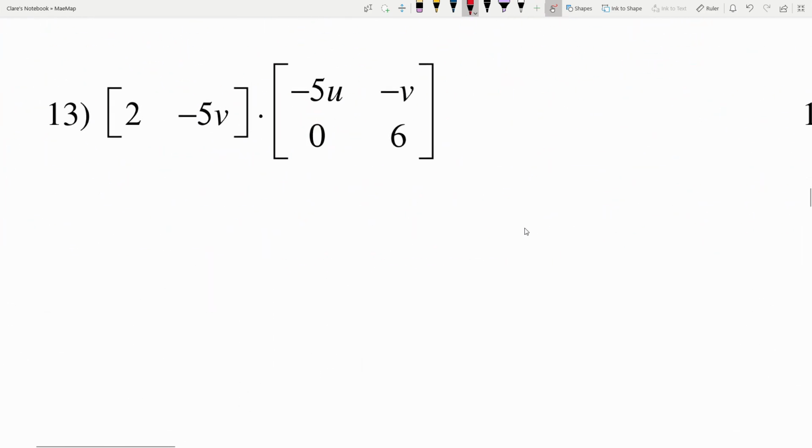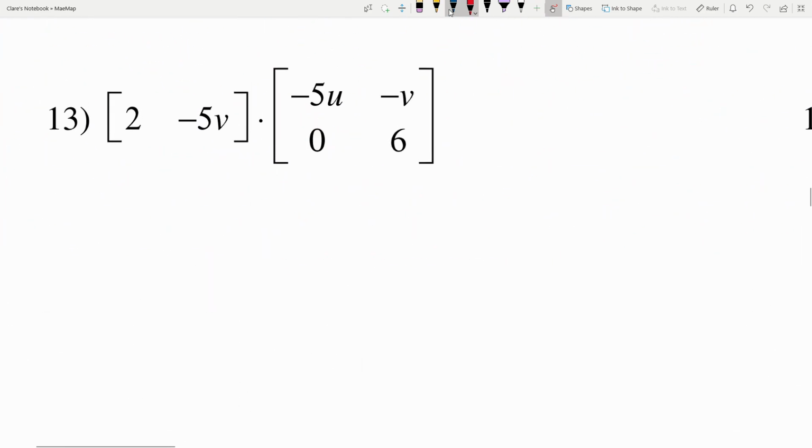Now on to some smaller matrices, but they're switching things up because now we have a variable. So I'm going to continue to write this all out so you can see. This is a 1 by 2, and we're multiplying it by a 2 by 2. So, because the columns of the first match the number of rows in the second, we're going to have a 1 by 2 matrix in the end.